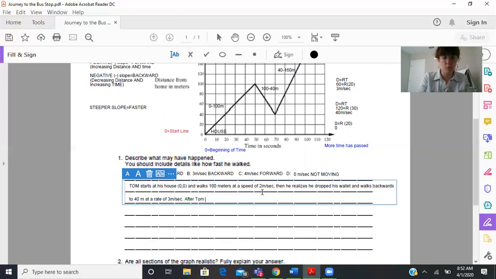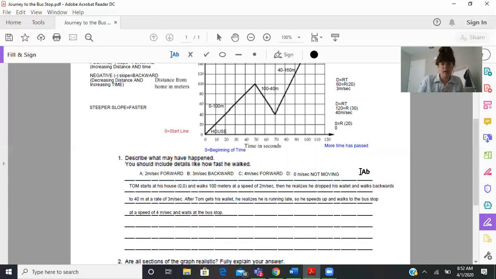After Tom gets his wallet, he realizes he is running late, so he speeds up and walks to the bus stop at a speed of 4 meters per second and waits at the bus stop.